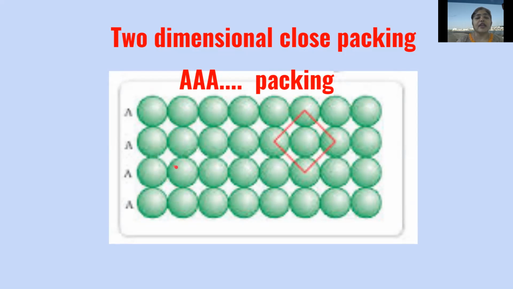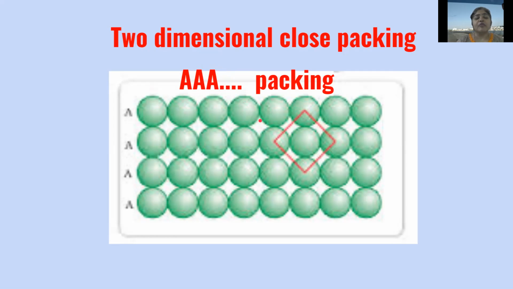So because of this kind of an arrangement, the rows are all identical to each other. So I can say if I call the first row as row A, then the second row is also identical, so I can call it also as row A. The third row also can be termed as row A and so on. That means this type of a two-dimensional packing can be referred to as the AAA type of two-dimensional packing.